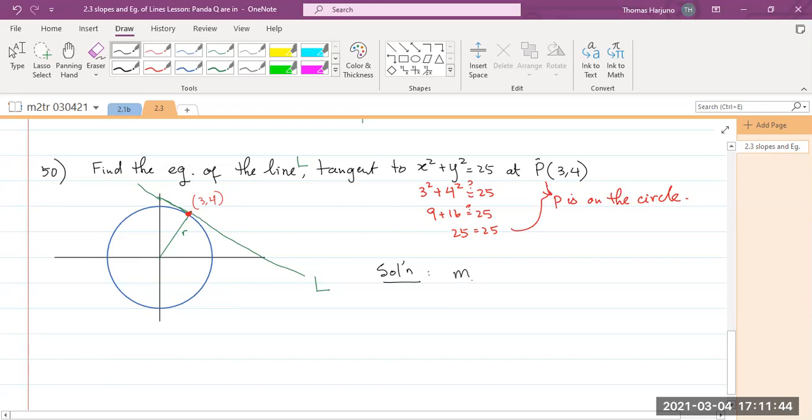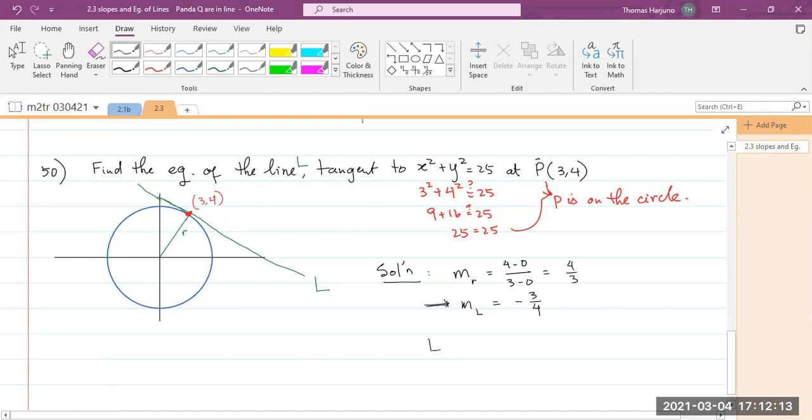The slope of the radius is equal to (4 minus 0) over (3 minus 0), right? y2 minus y1 over x2 minus x1. That's 4/3. So the slope of line L will be the negative reciprocal, right? Because it's perpendicular to the radius.